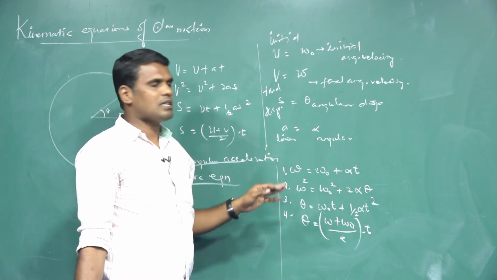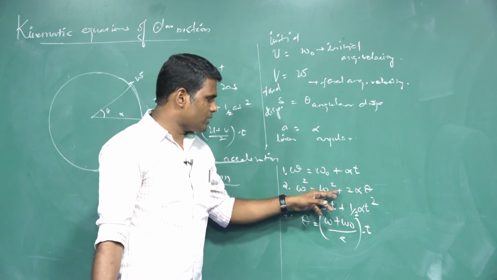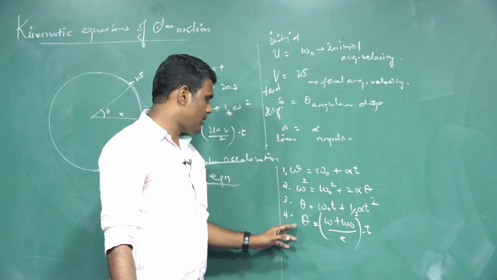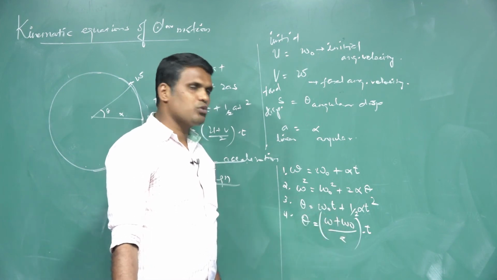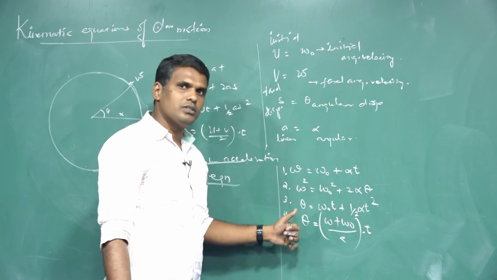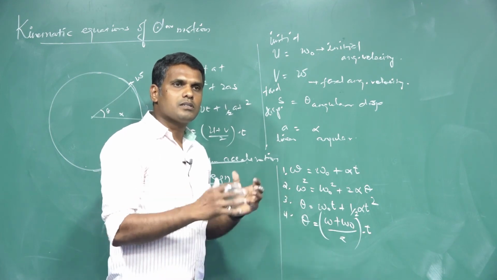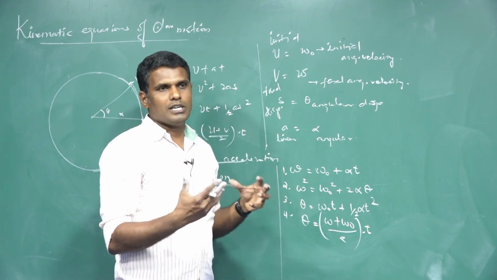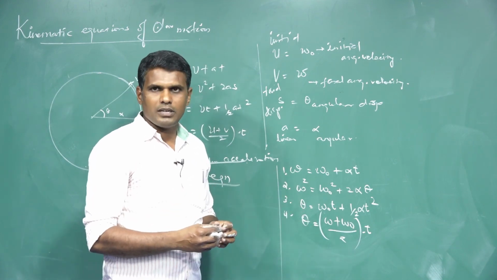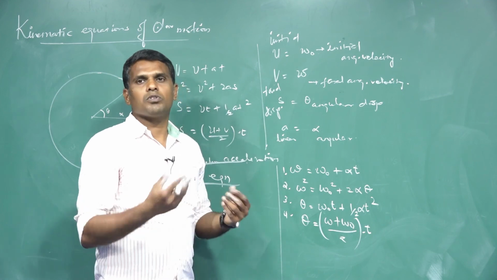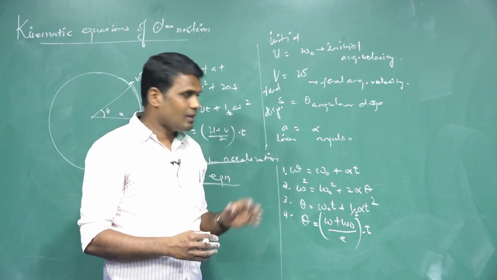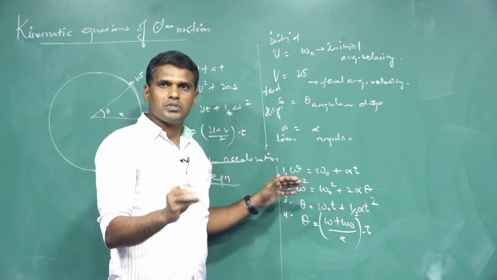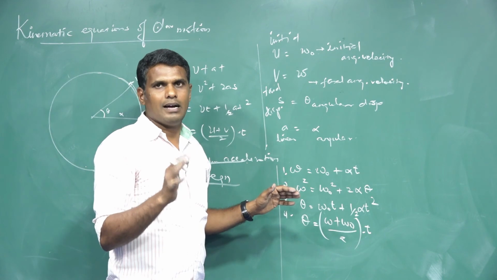Omega equals omega naught plus alpha t. Omega square equals omega naught square plus 2 alpha theta. Theta equals omega naught t plus half alpha t square. And theta equals omega plus omega naught by 2 into t. These are all the equations which deal with objects describing circular motion. These are the kinematic equations which explain the movement of objects in circular motion which possess constant acceleration. That is important. These expressions will be obtained only when the object is considered to possess constant angular acceleration.